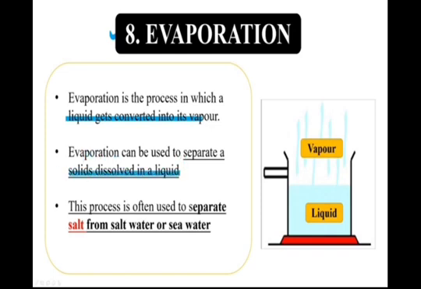Examples, what are they? Yes, examples like salt from salt water or salt from sea water, if you want to separate salt. Okay, so if you want to get salt, you can use the evaporation process. So what is evaporation? Evaporation is the process in which a liquid gets converted into its vapor. Okay, and let us go into detail about how evaporation can be done, how the salt is obtained from the seawater. Let's go to the activity.